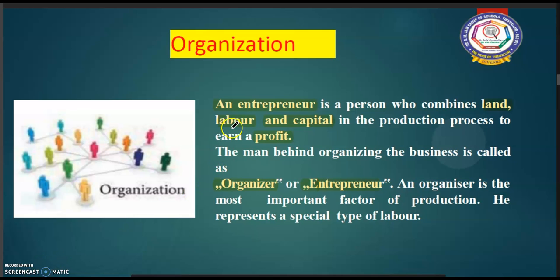Next one, organization. An entrepreneur, a person who combines land and capital in production to earn profit, is an organizer or an entrepreneur. An organizer is the most important factor of production, who is going to involve and utilize all the factors of production in the process of producing the commodities.